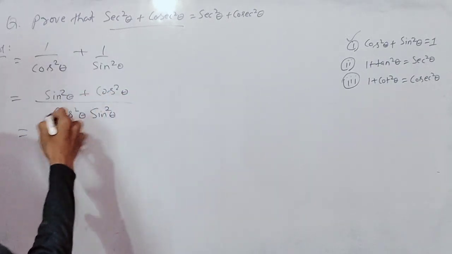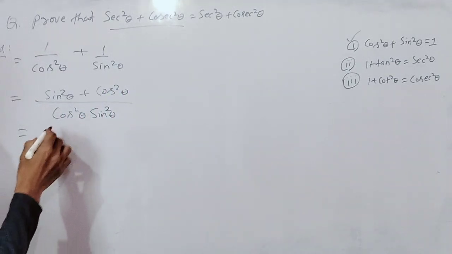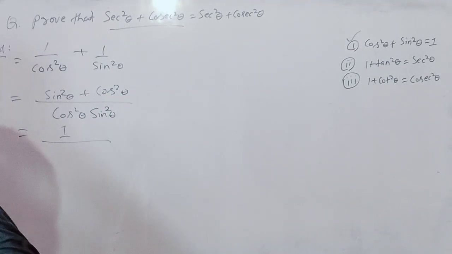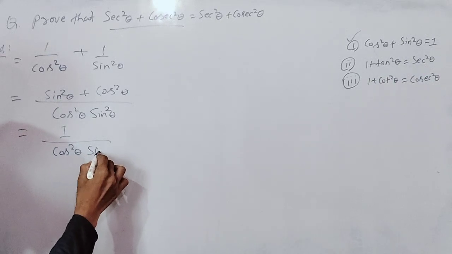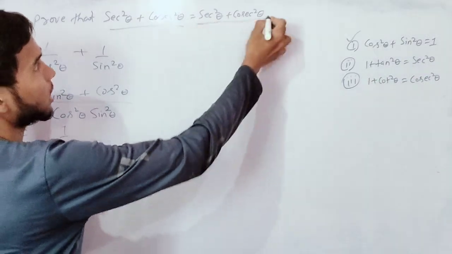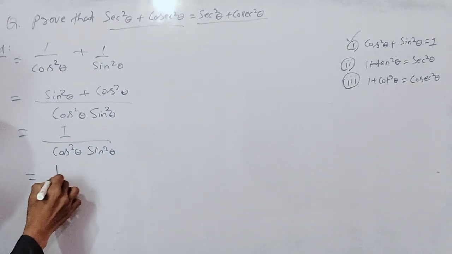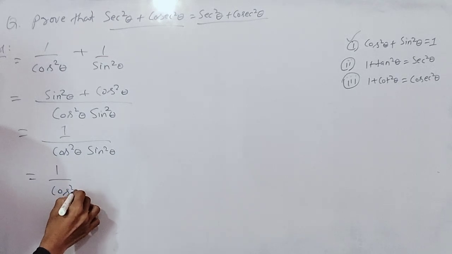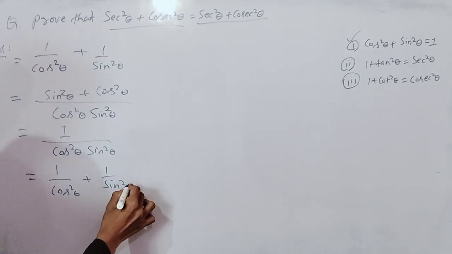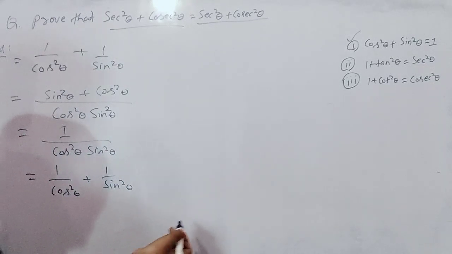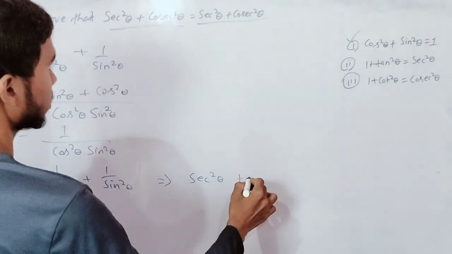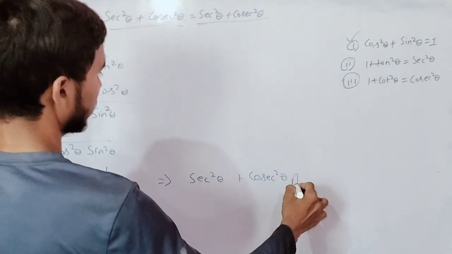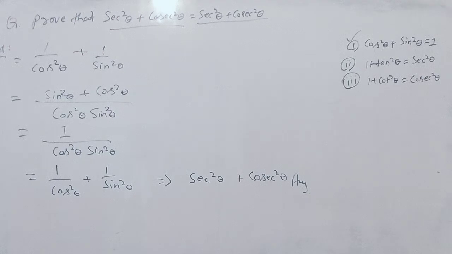Now I know that this is equal to 1 in trigonometric identities. So I will write here 1. This is this much, cos square theta into sin square theta. Now I have to bring this. I know this is equal to this plus 1 upon sin square. From this I am getting what? Sec square theta plus cosec square theta. This is the final answer. We have proved.